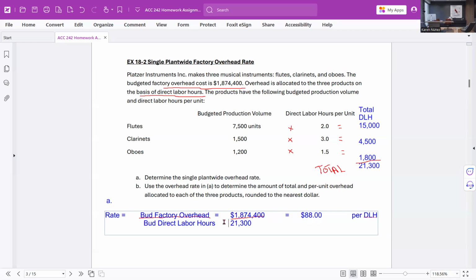21,300 hours. Divided by the 21,300 hours, we end up with $88 an hour. $88 per direct labor hour. That's our rate. That's what we do in A. Take the total overhead divided by the total hours.